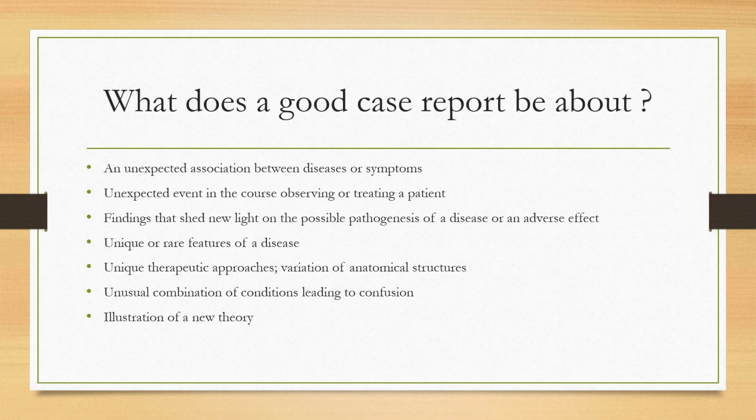Or the human body has its own variations, and sometimes you can have anatomical structures which are varied, and that could be an interesting case to write about. Or you can have unusual combinations of conditions that lead to confusion. That's quite common in hospital practice, so that could be something interesting. Or if you have a new theory which you propose about the pathogenesis of the disease, that could be material for a good case report too.